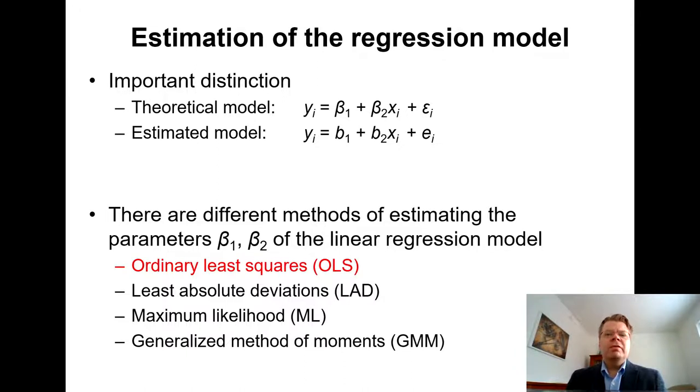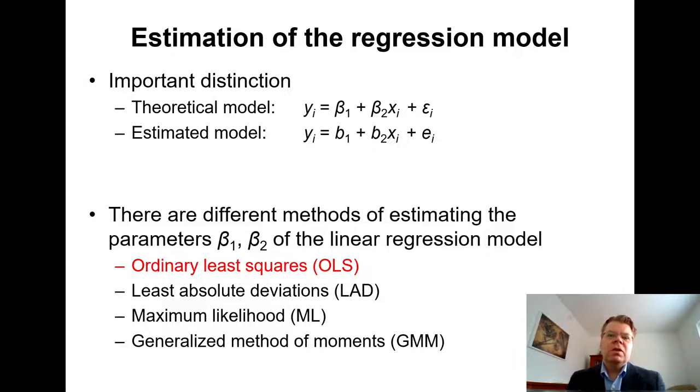To pave the way to the further discussion of the statistical properties, I want already at this stage to make a clear distinction between the theoretical regression model and the estimated model. Like common practice in statistics, I will use these Greek letters, betas and epsilons, to characterize the parameters and the random variable epsilon of the theoretical model. So the intercept term beta 1 and the slope beta 2 of the theoretical regression model are indicated with these Greek letters.